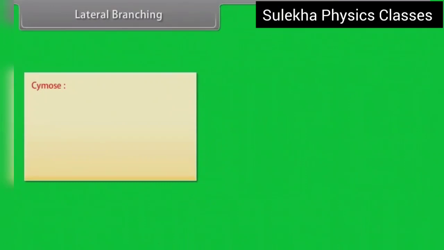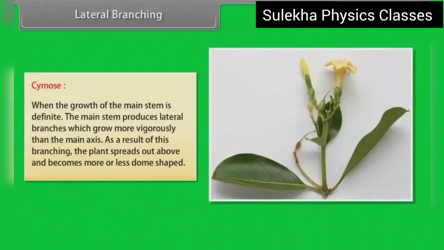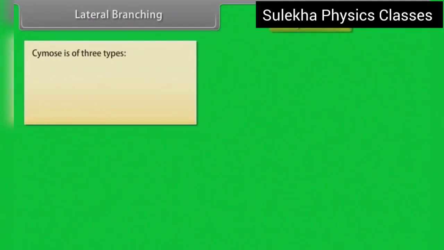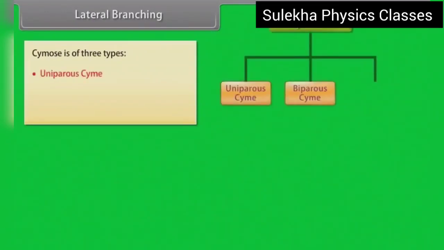Chymose. When the growth of the main stem is definite, the main stem produces lateral branches which grow more vigorously than the main axis. As a result of this branching, the plant spreads out above and becomes more or less dome-shaped. Chymose is of three types: uniparous-chyme, biparous-chyme, multiparous-chyme.